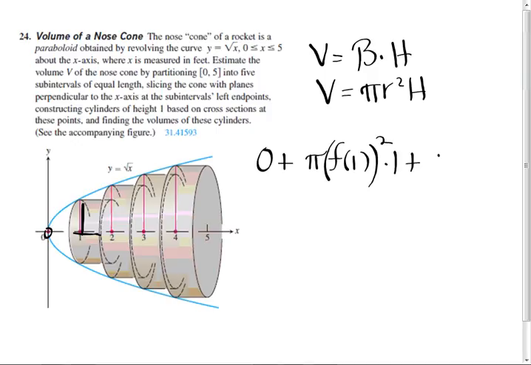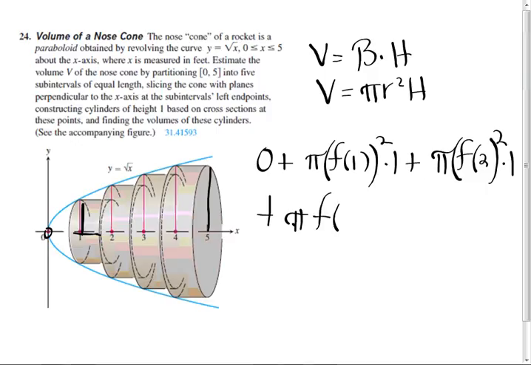Plus pi, then it's f of what? 2 squared times 1. How many do I have to write down? I got 3 plus pi. Oh, no, I need this one. This one, they just didn't draw this thing. That's what it is. Okay. So it's pi f of what? 3 squared times 1 plus pi f of 4 squared times 1 plus, oh, no, that's it. That's right.